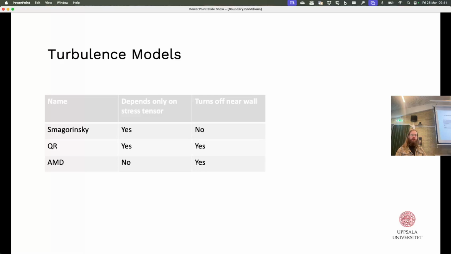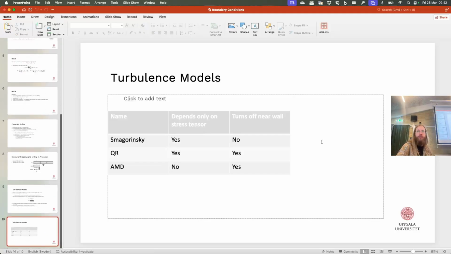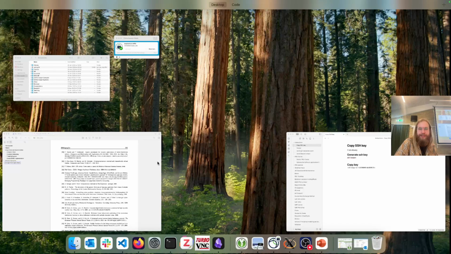We have a turbulence viscosity, and I think I'm happy. So I think that's it with the theory, and then I was just going to show you how you can find this stuff. Are there any questions? No? All right. Is that a good sign or a bad sign? I don't know.